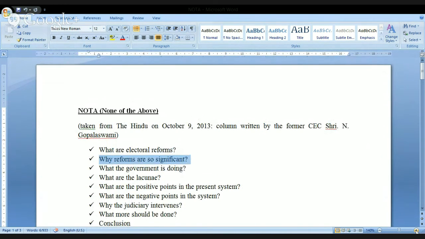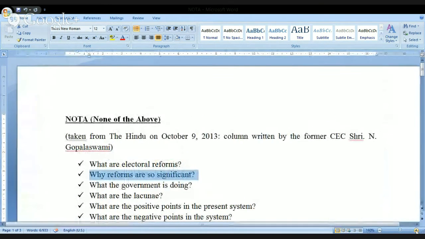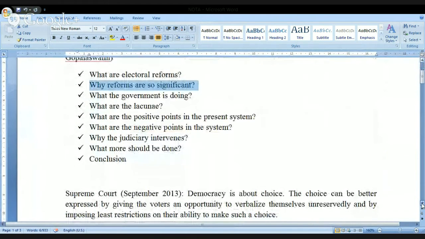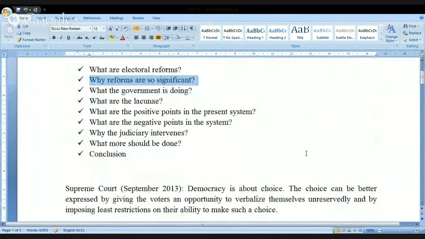Just a moment, I'll increase the size here. Yeah, hopefully you can see it now very clearly. Yes. Now look at this. So what are the electoral reforms? Number 1. Number 2, why the reforms are so significant? We'll answer it.